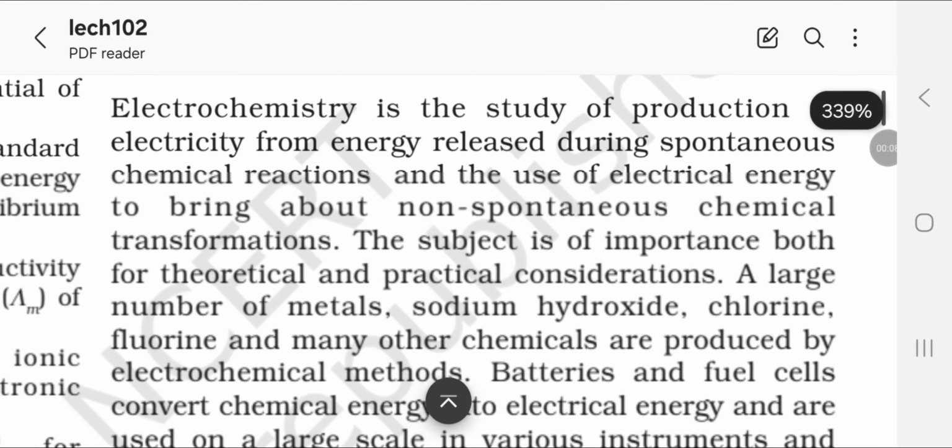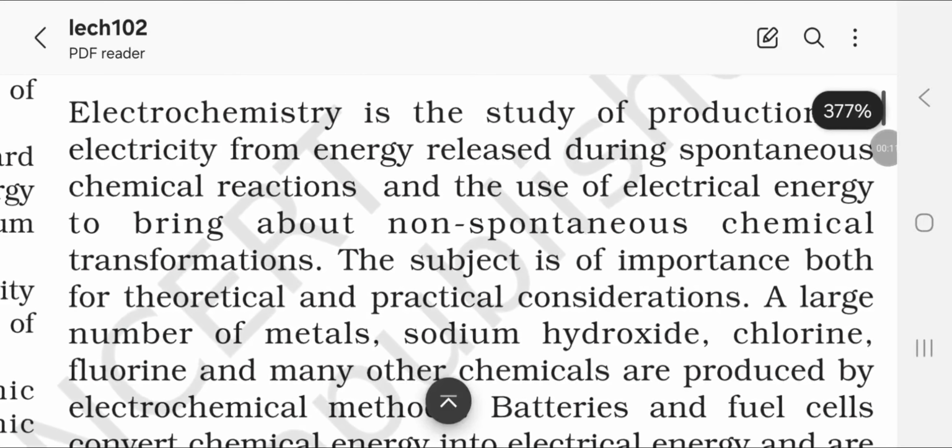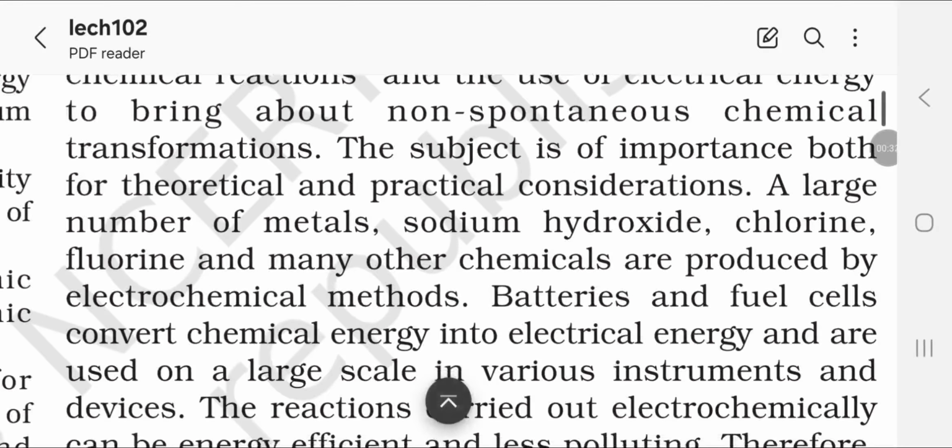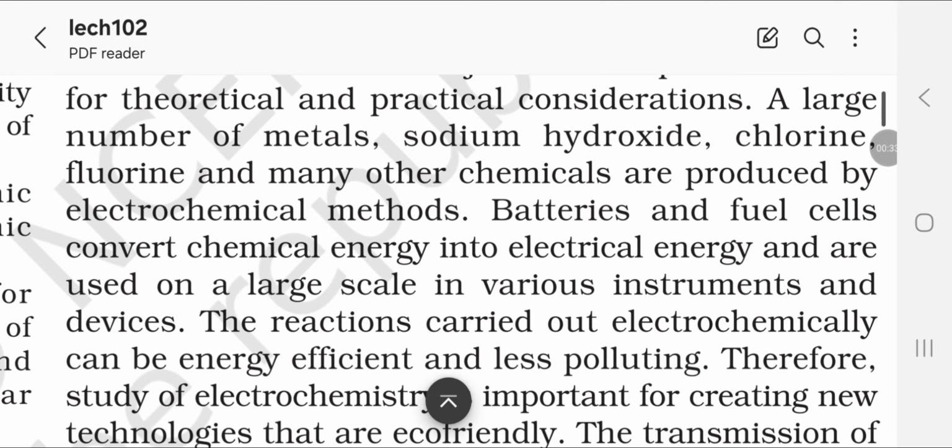Electrochemistry is the study of production of electricity from energy released during spontaneous chemical reactions and the use of electrical energy to bring about non-spontaneous chemical transformations. The subject is of importance both for theoretical and practical considerations. A large number of metals, sodium hydroxide, chlorine, fluorine, and many other chemicals are produced by electrochemical methods.